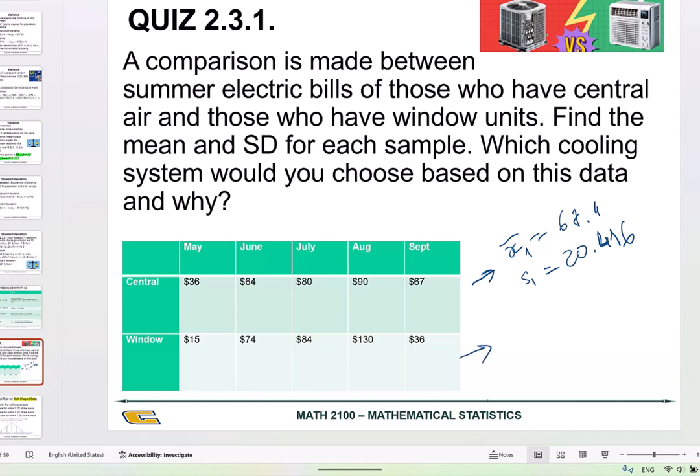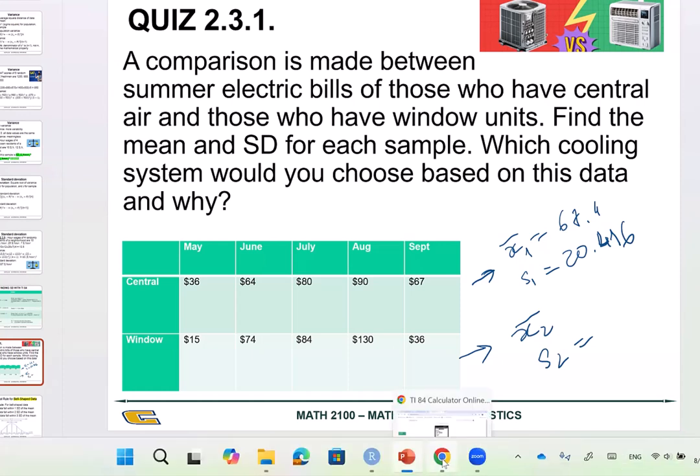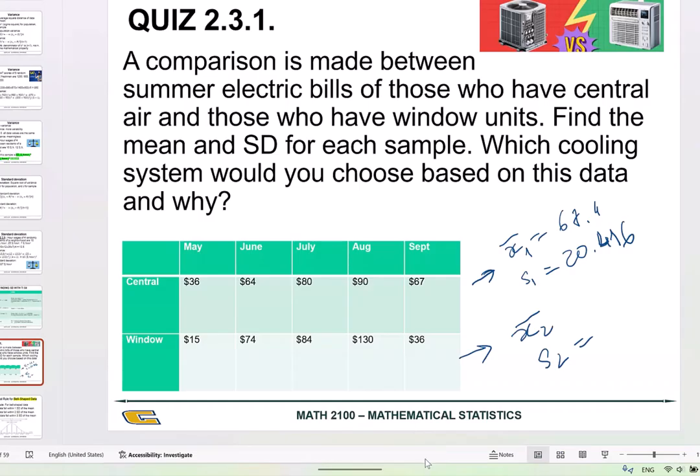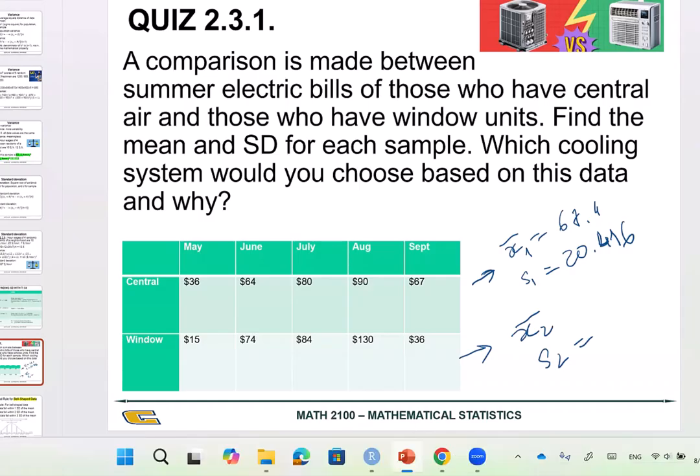And for the window air, we call it x̄2 and S2. So for window air we do, let's see, window air.